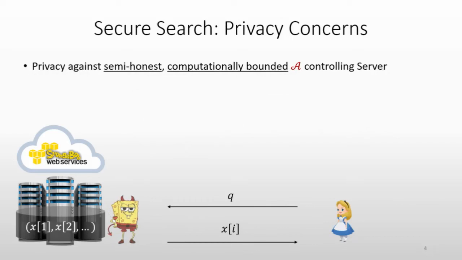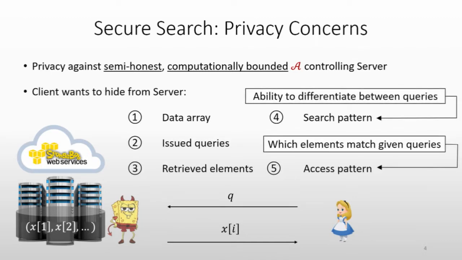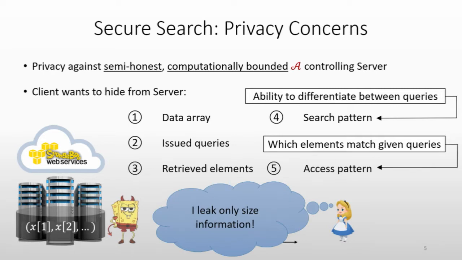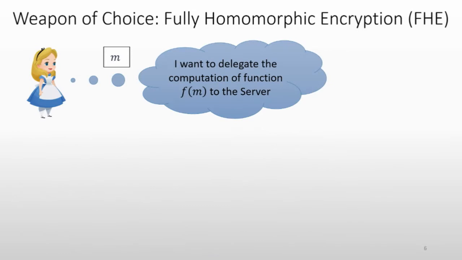Her privacy concerns are against a semi-honest, computationally bounded adversary controlling the server, and she wants to hide from the server the data array, issued queries, retrieved elements, search pattern, and access pattern. And the only thing that she's willing to leak is general size information. Her weapon of choice will be fully homomorphic encryption.